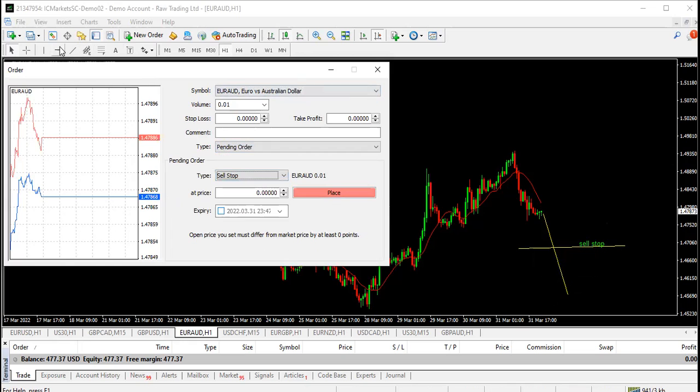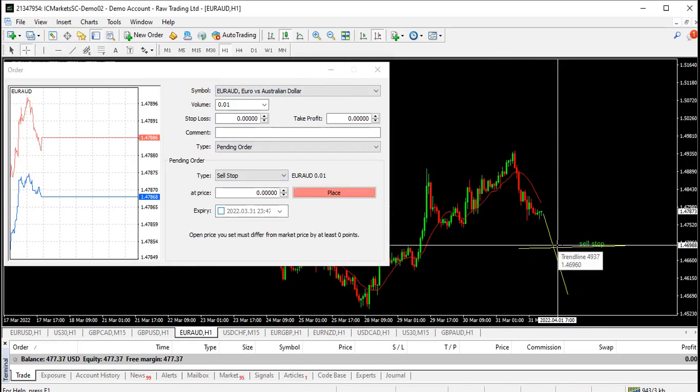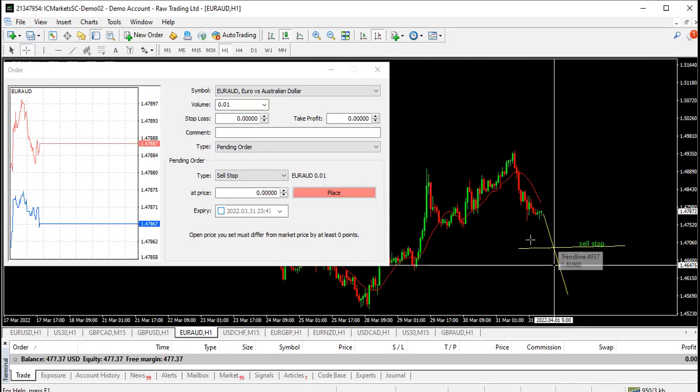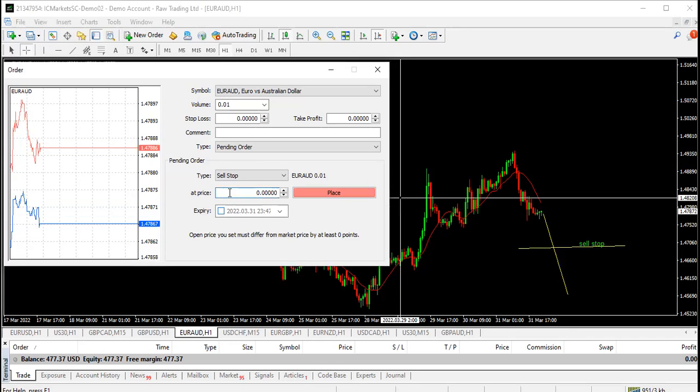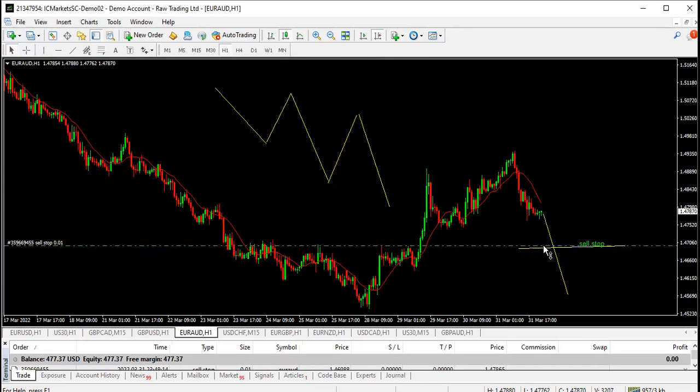Then for sell stop, we just do the same. Take your cursor, look for the point that you were supposed to enter. Now the points that are on your right, write them down. 1.46988. So those are the values we're going to feed here at current market price. Then come here, 1.46988. Then you place your order. So you see, that's our current market price there.